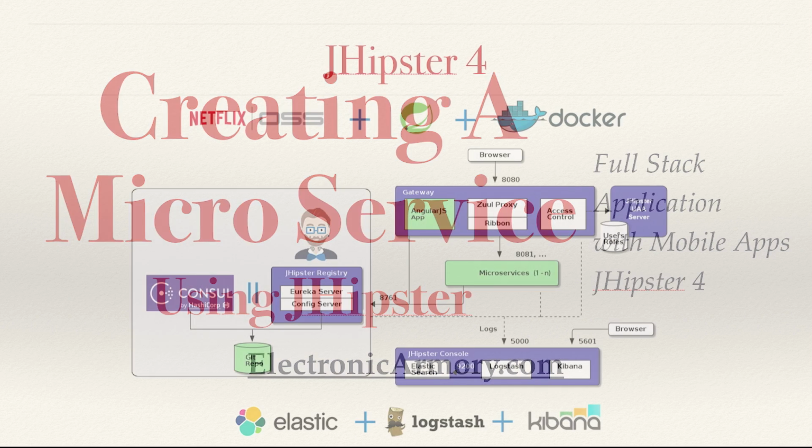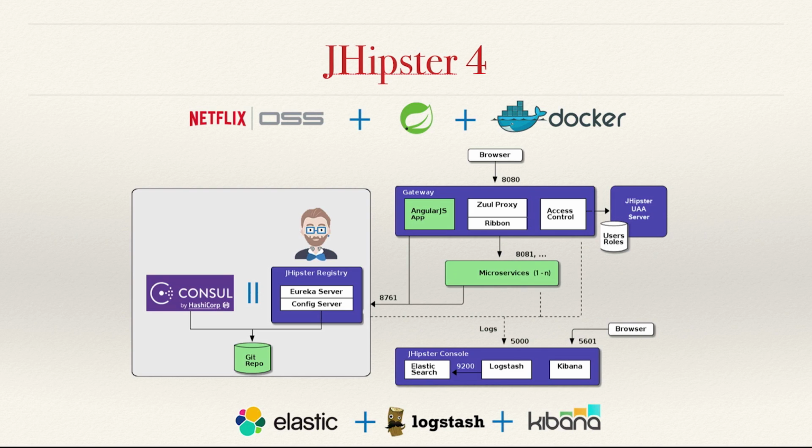So let's get started. Here's a great diagram from jhipster.com that illustrates some of the services and architecture that we'll be using in this video. Starting at the top, we have a browser that is making a request to our server on port 8080. In production, this will simply be port 80 like a normal website. That request is going to go to our gateway.